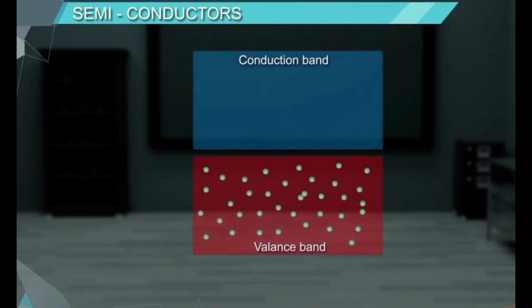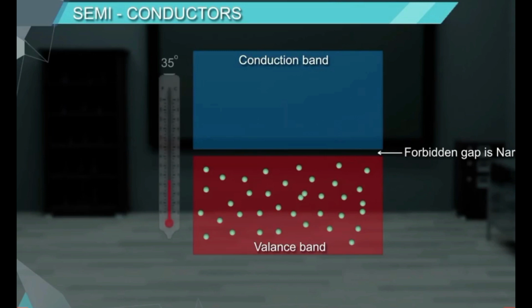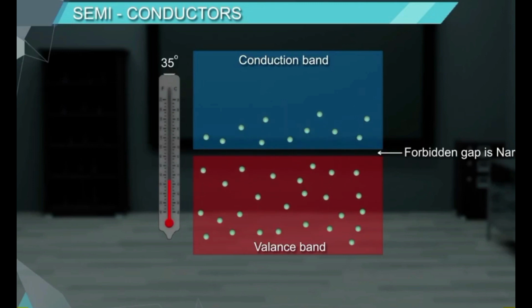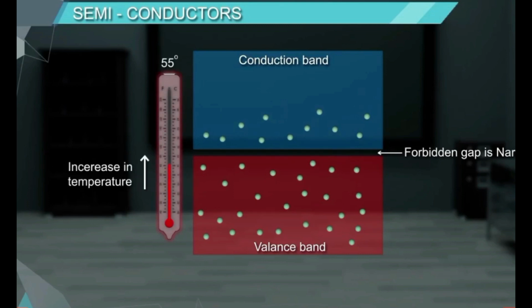In semiconductors, the valence band is almost full, while the conduction band is mostly empty. The forbidden energy gap is quite narrow. Thus, the heat energy available at room temperature is sufficient to excite some of the electrons from the valence band to the conduction band, which results in the conduction of electricity to some extent. The conductivity of semiconductors increases with increase in temperature, since more electrons can jump to the conduction band.